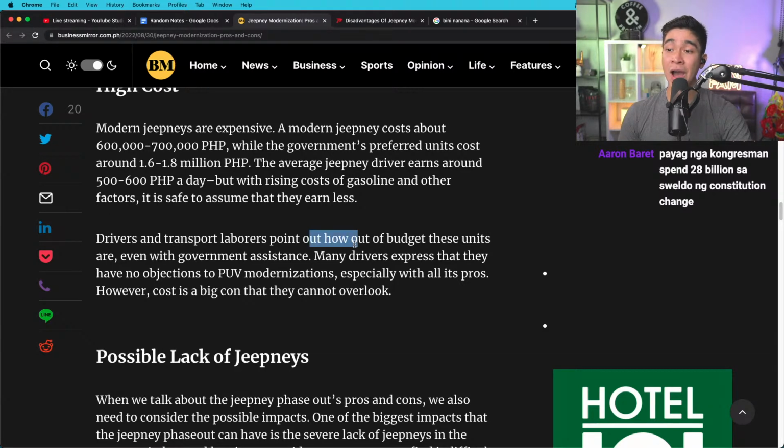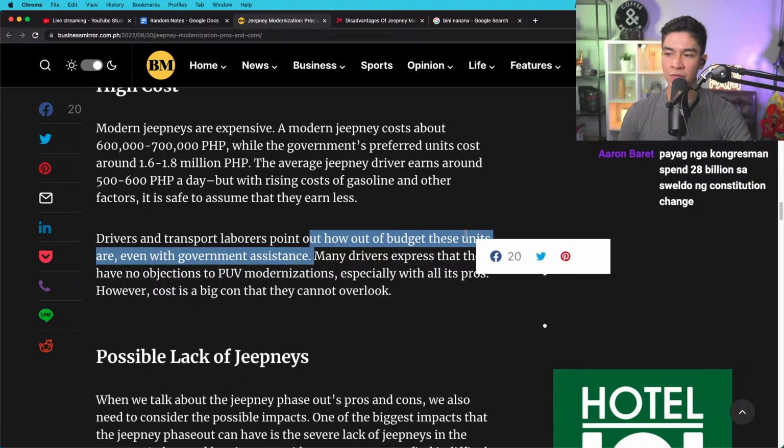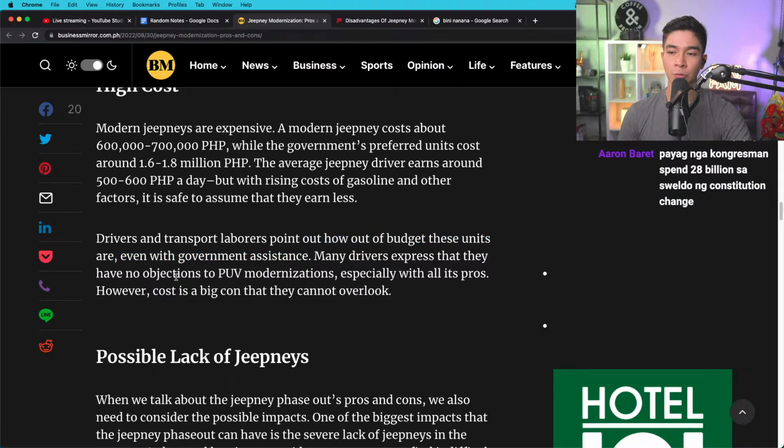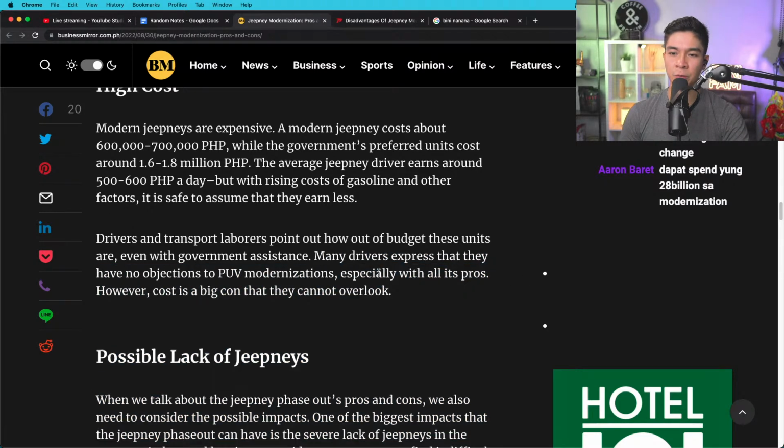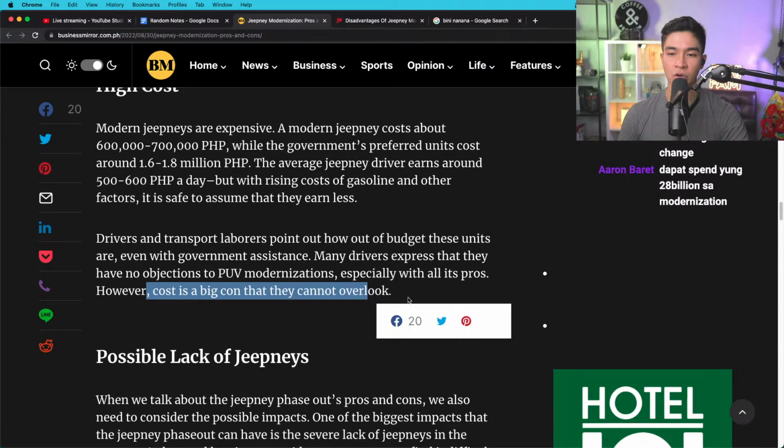Many drivers express that they have no objections to PUV modernization. Ito yung sinasabi natin earlier. Wala namang jeepney driver na magsasabi, hindi, pangit ang modernization. We don't want modern jeepneys. Let's stick to the old one. Walang magsasabi nun, especially with all its pros. However, cost is a big con that they cannot overlook.